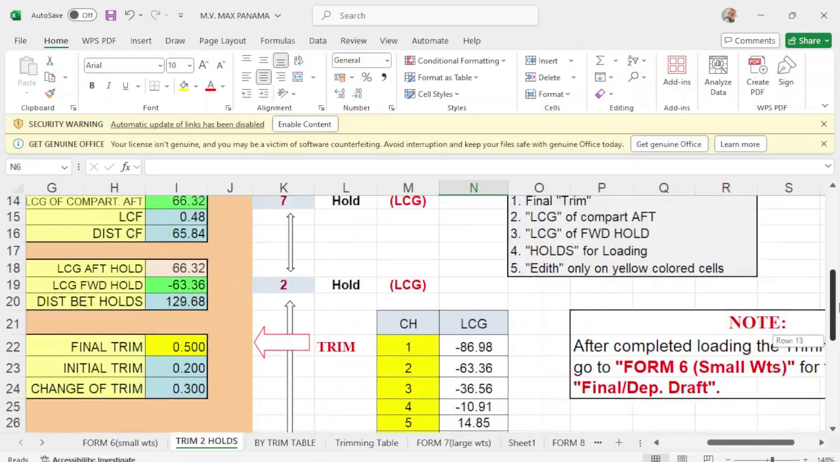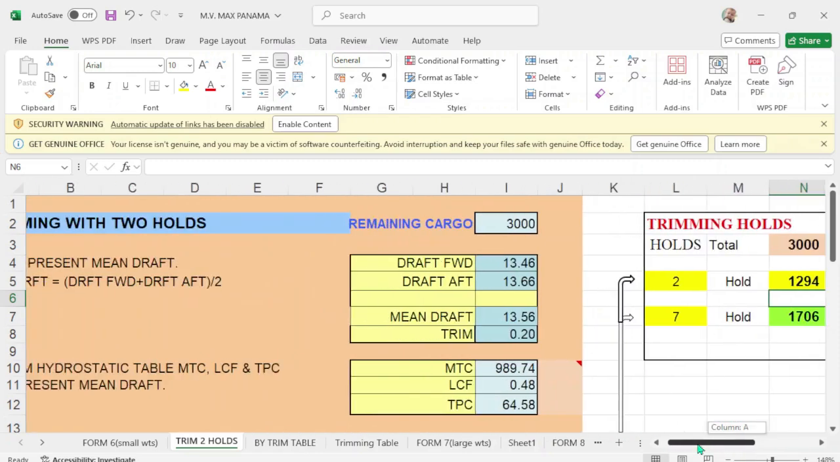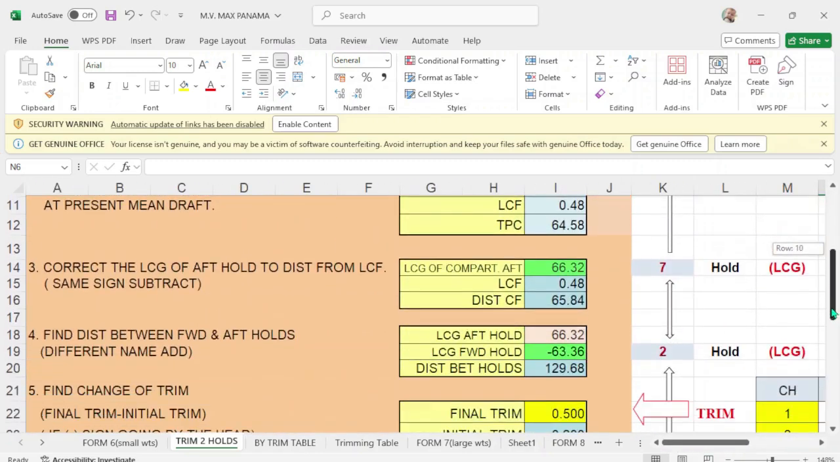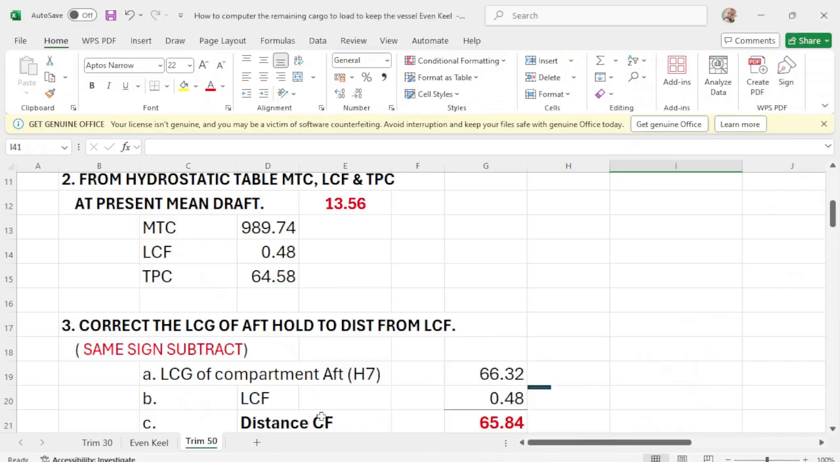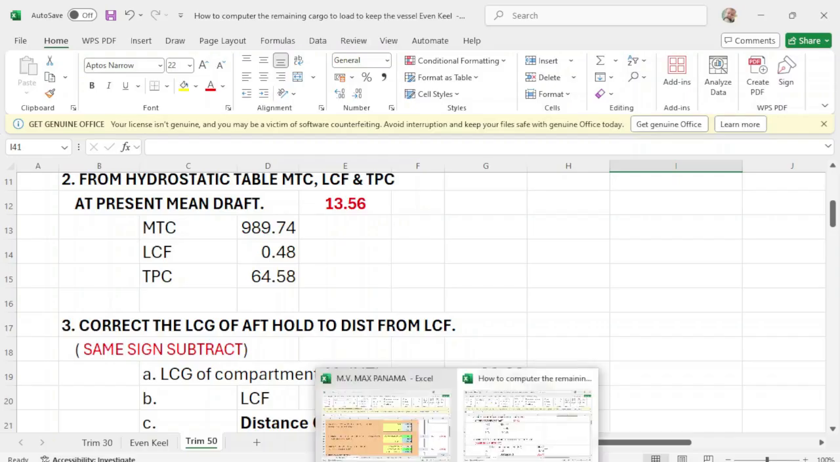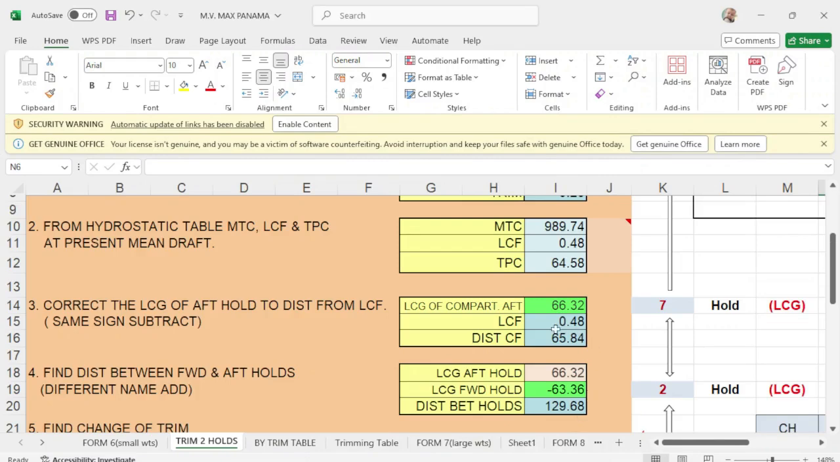Okay? 6632. So hold number 7 is 6632. Your LCF is 0.48, which is this one. Then it says same sign, subtract. They have the same sign, so subtract. So 66.32 minus 0.48. Your distance of center of flotation is 65.84, which is 6584. So we go to number 4.